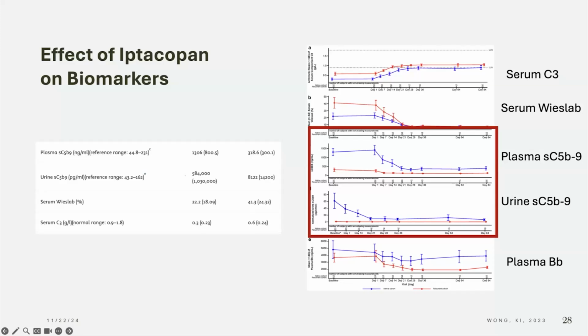I want to point out that in the transplant cohort, the baseline serum and plasma soluble C5b-9 was not that elevated. It's possibly because the recurrent C3G was at an early stage and C3G was not that active in this cohort.